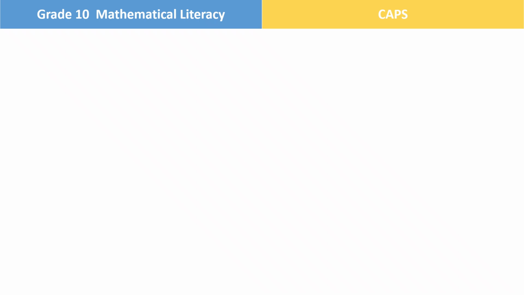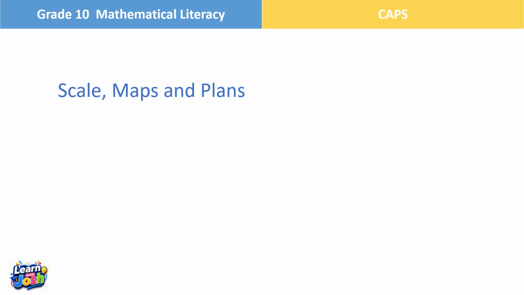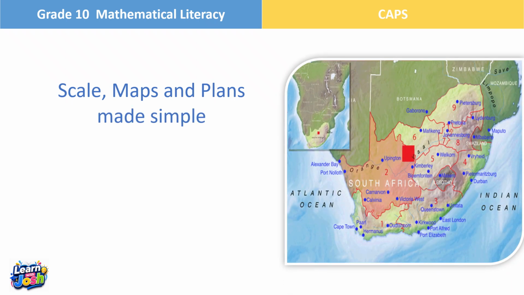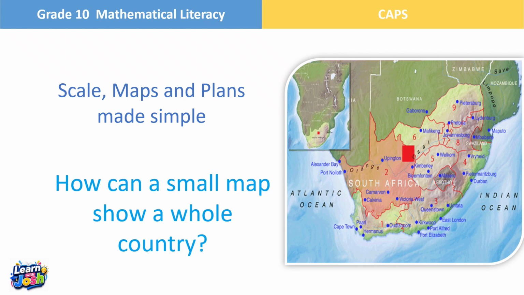You won't be disappointed. So today we are doing grade 10 scales, maps, and plans, right? And we are talking, as you can see here, and you can probably guess, this is a map, right? So, wherever you reside, you come from, Gauteng, Limpopo, wherever that is, it is represented or seen in this tiny map, right?